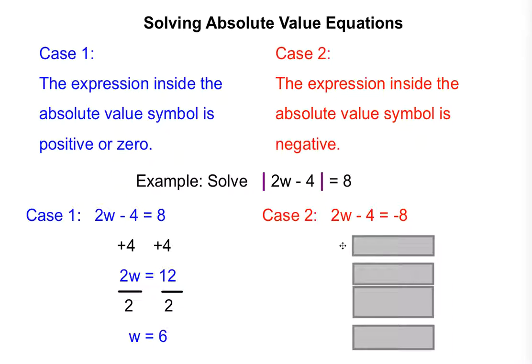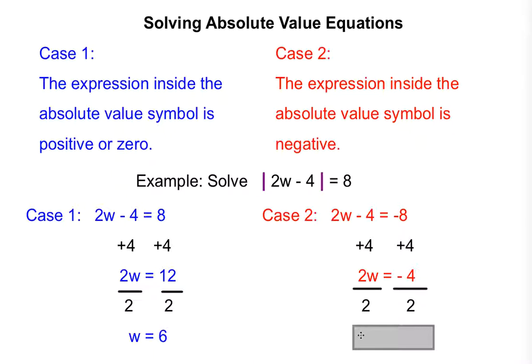Let's solve case 2. We're going to add 4 to each side, just like what we did in case 1. We get 2w is equal to negative 4. We still have to isolate w, so we're again going to divide by 2. And our solution here for case 2 is w equals negative 2. Now let's go ahead and check that these two answers are correct.